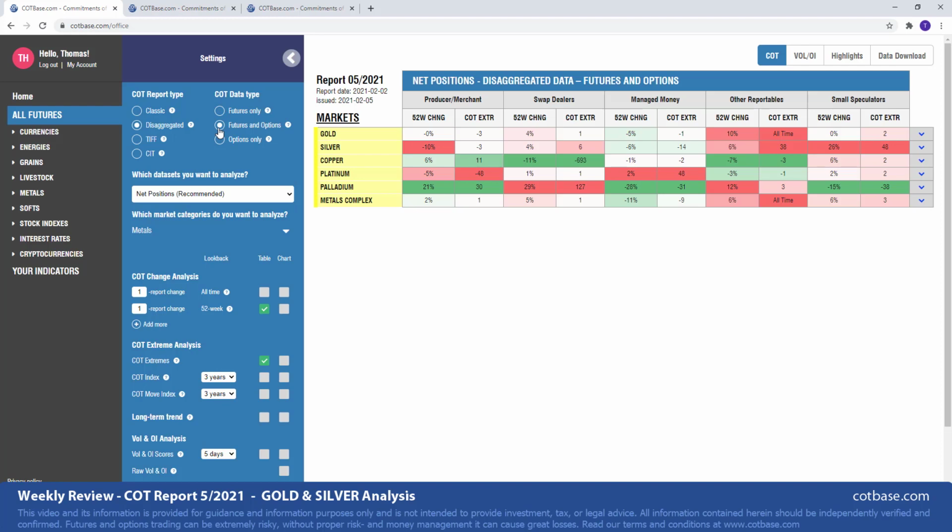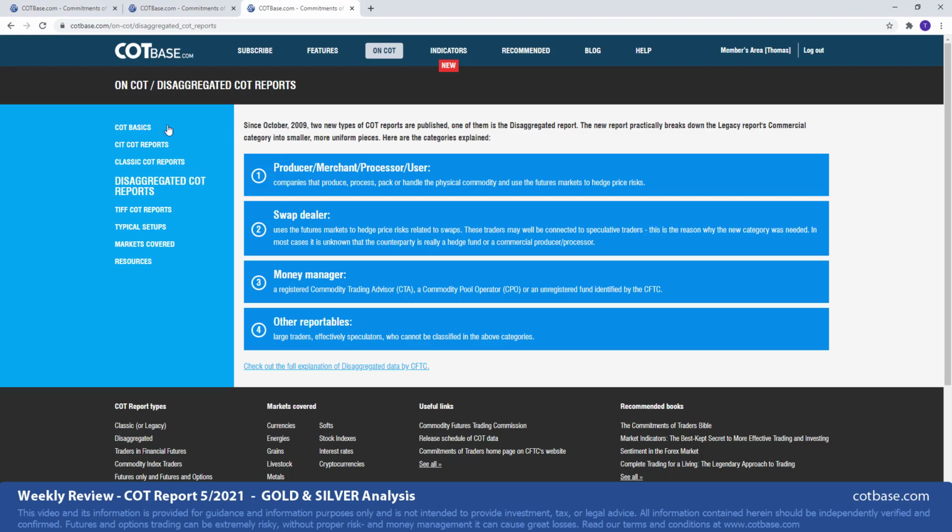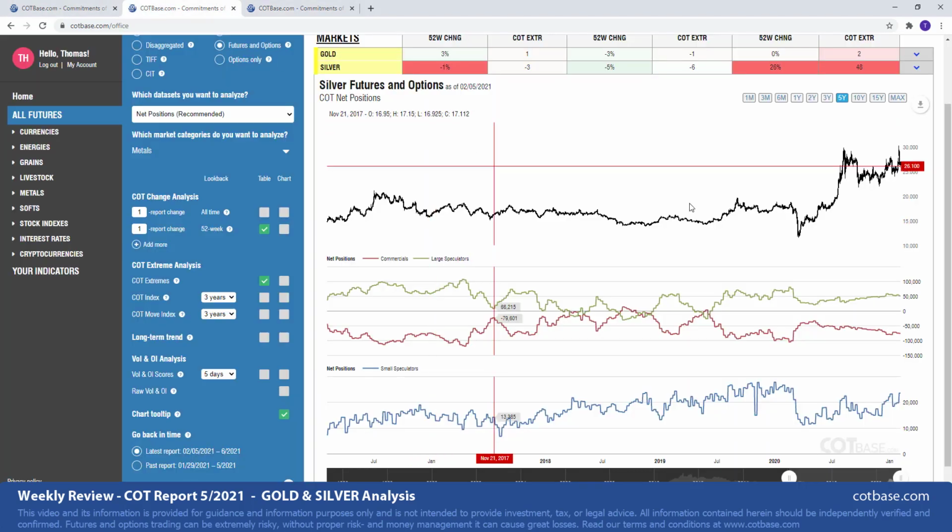Now, for those of you who don't know what the disaggregated report is, here at COT Base, of course, we offer all the necessary information to understand reports, and we have a topic on disaggregated COT reports, so you can see how they look. Basically, what the disaggregated report does is it further breaks down the large speculators and commercials positions into these four categories. Small speculators, let's just go back for a second.